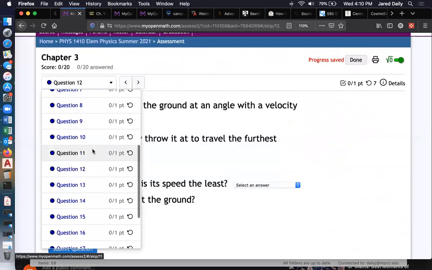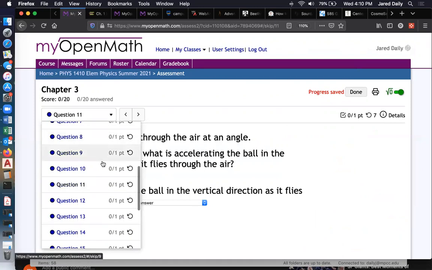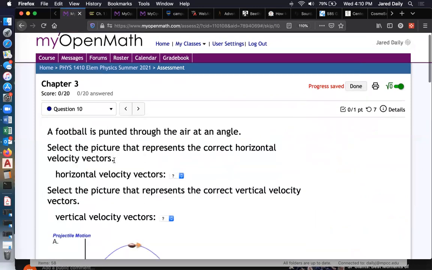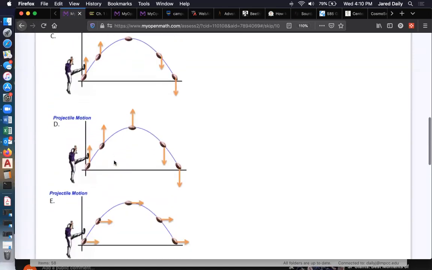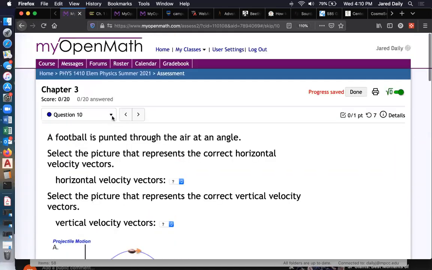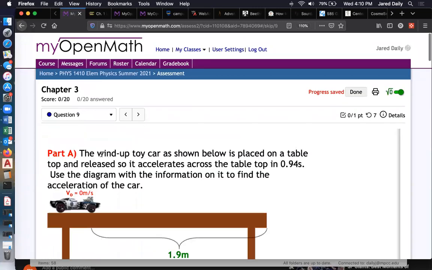Good besides those two. You're good besides those two? Yep. All right. Anybody else? Anybody else have questions? Trying to remember all the questions that are in here.